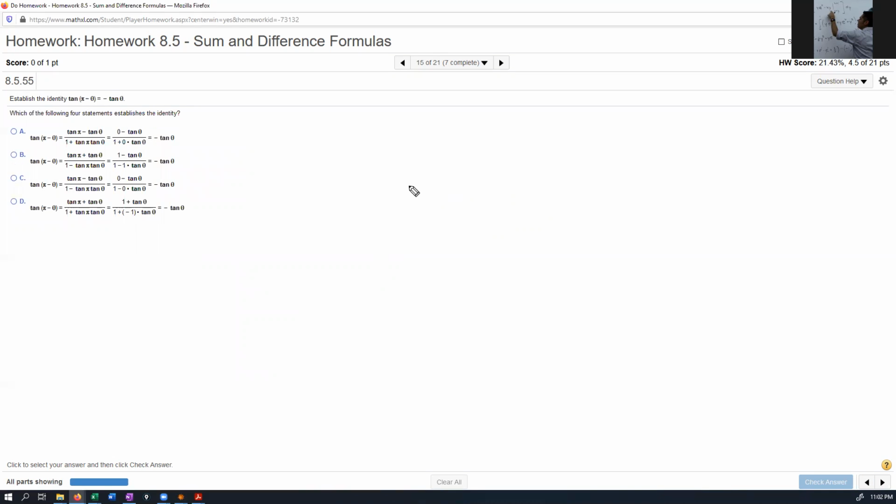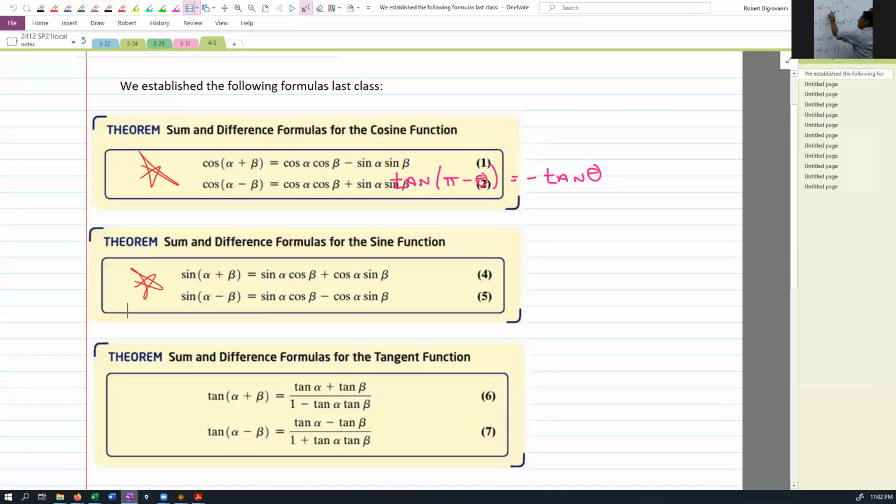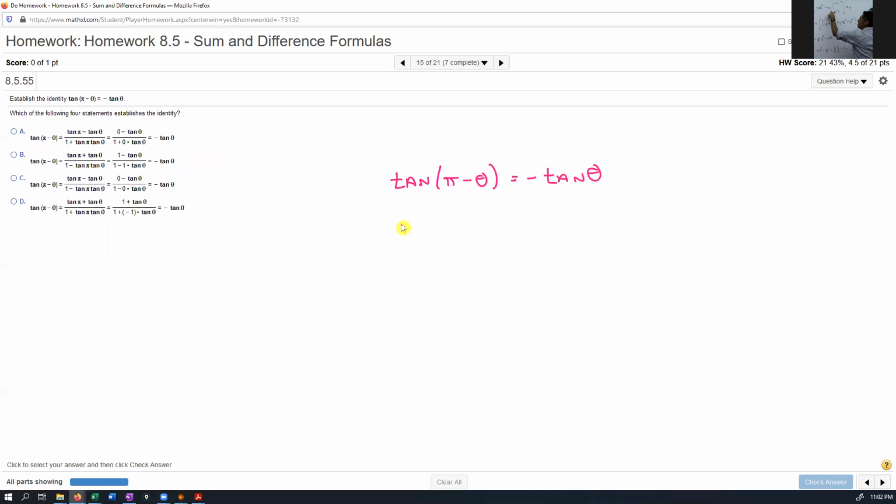All right, so tangent of pi minus theta equals negative tangent of theta. So for this one, we can use the formula right here. Just plugging into that formula, we get that the left side is tangent pi minus tangent theta over 1 plus tan pi tan theta.